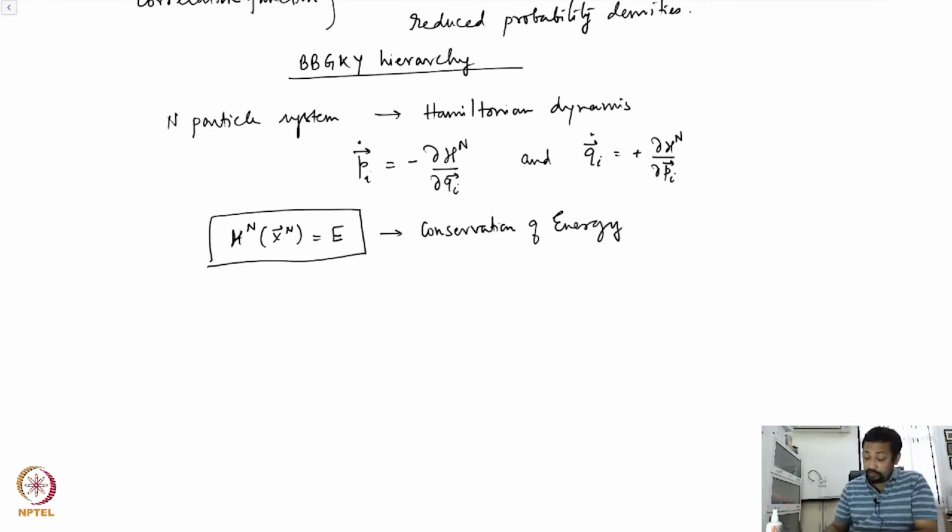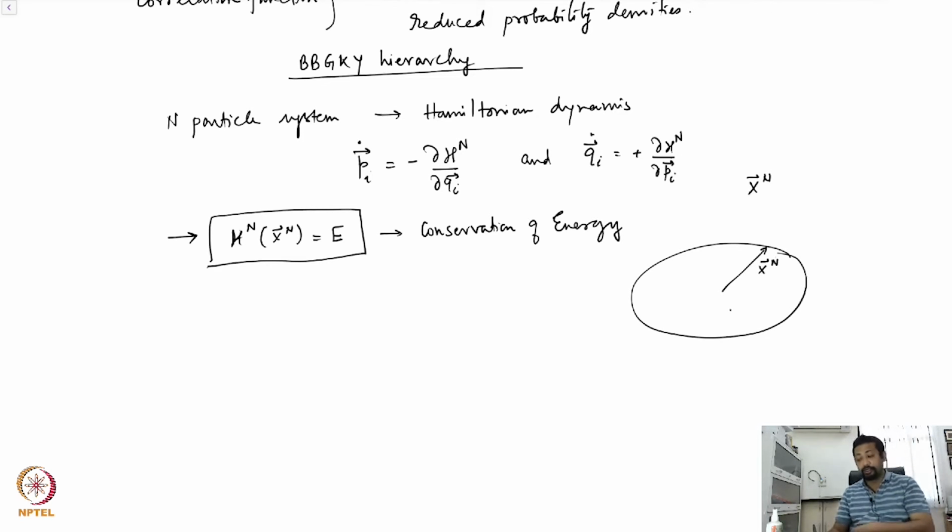So from this particular equation, it is clear that in the phase space, if I construct this vector xn, then this vector xn is going to trace out... So this is just a schematic interpretation. In the 6n dimensional phase space, if I construct this vector xn, then the tip of this vector essentially traces out the surface which is given by h of xn is equal to E, right?